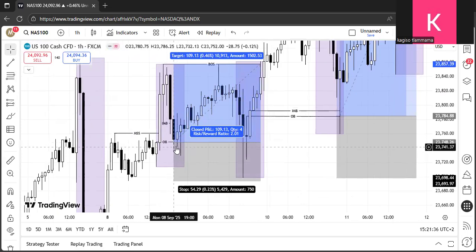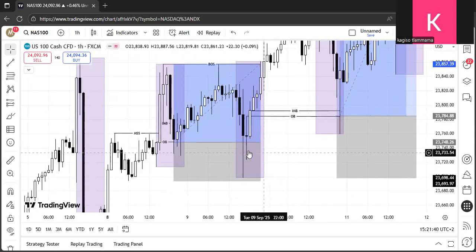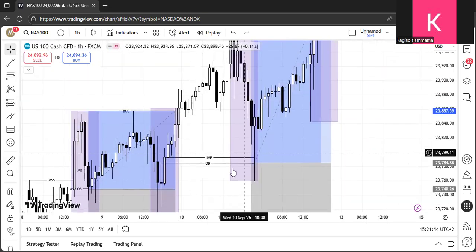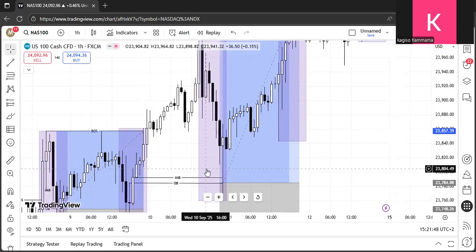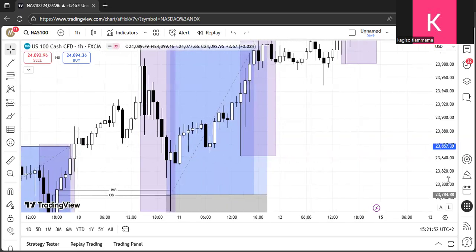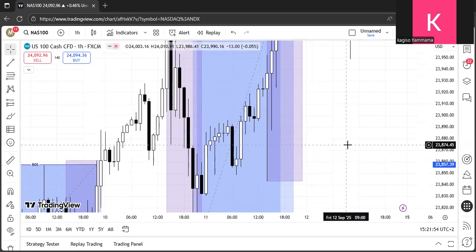We got the first entry right here, which is also during the New York session. And Tuesday is still the same thing, New York session. Wednesday is still the same thing. The trade was on New York session. And also this one, let's break down this one.